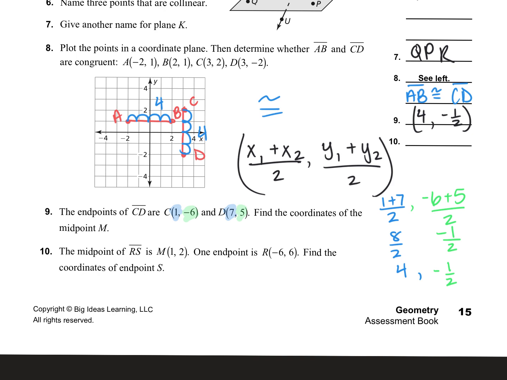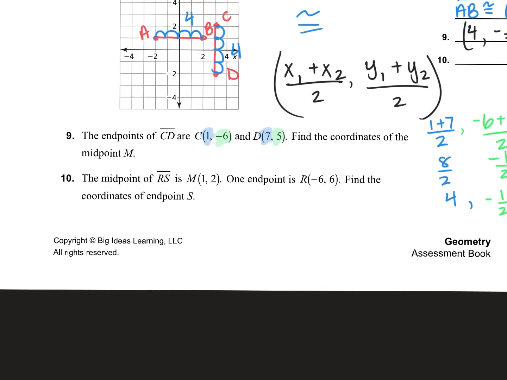Guys, this should be review. This is nothing new. Looking at number 10. The midpoint of RS is M, which is (1, 2). One endpoint is R, (-6, 6). Find the coordinates of endpoint S. This is one that a lot of you had trouble on the quiz.